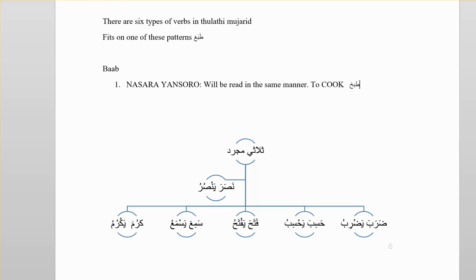So number 1 means to send. Number 2 means to leave something. Fahima yafhamu means to understand. Talaba yatlubu means to seek out. Saraka yasriku means to steal. So look at all 5 of these and place the bab of each one next to it.